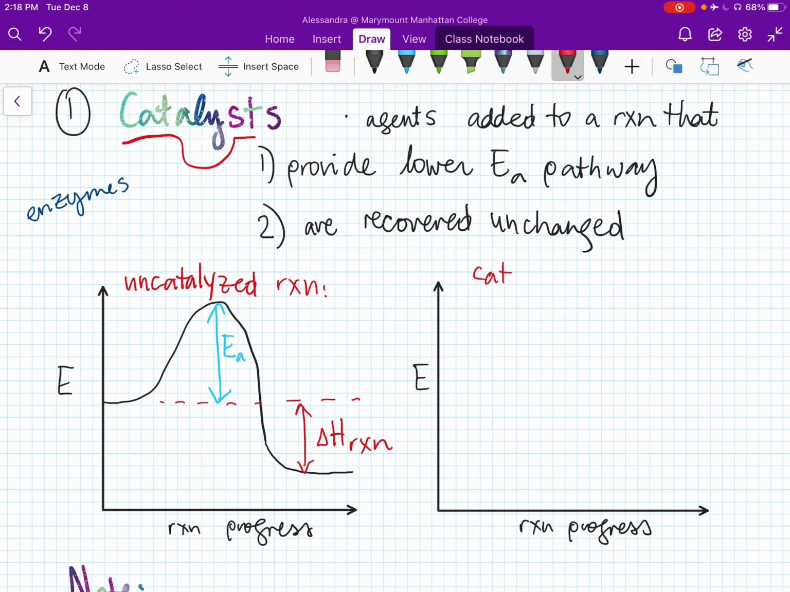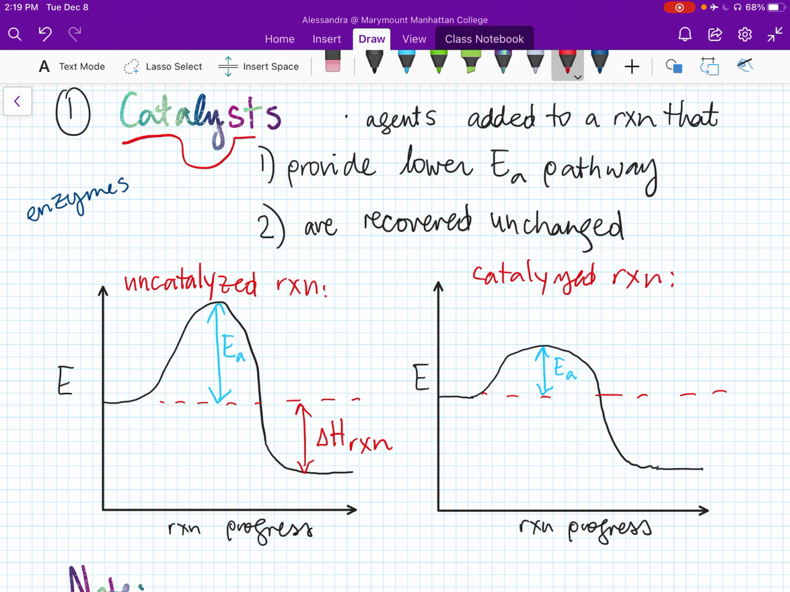Now let's draw what the diagram would look like for the catalyzed version of the same reaction. So the energy of the reactants doesn't change, and the energy of the products doesn't change. What changes is the height of that activation energy barrier. So what a catalyst does is it shrinks the height of that barrier so that there is less of an obstacle to overcome to make the reaction happen.